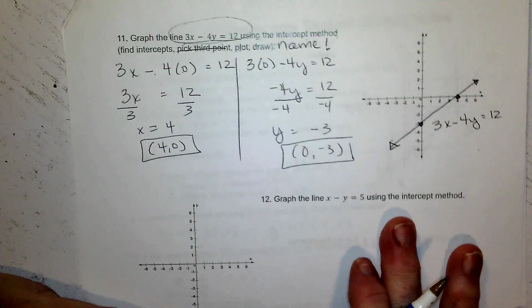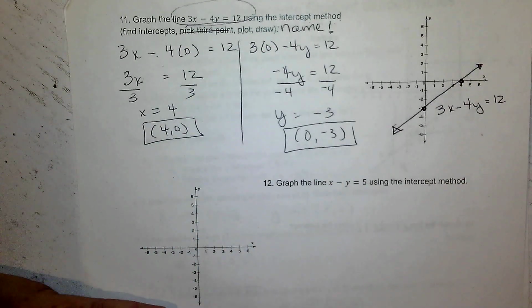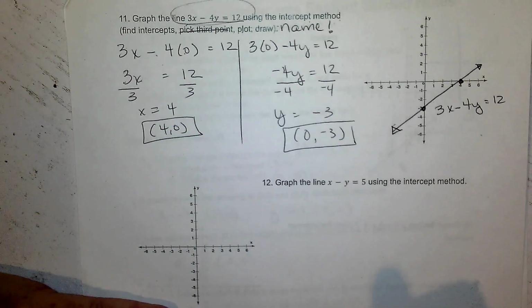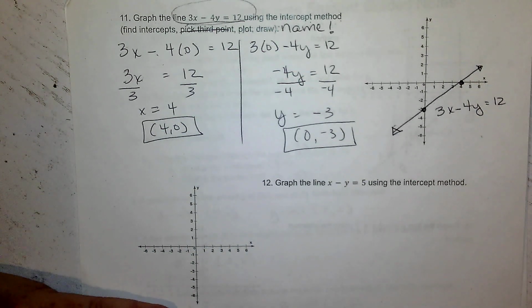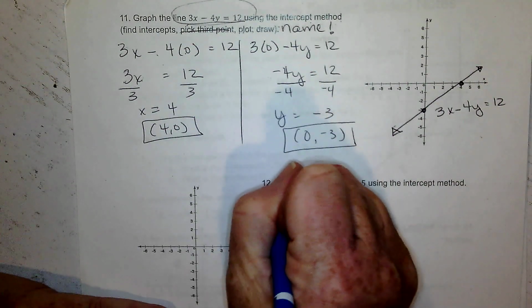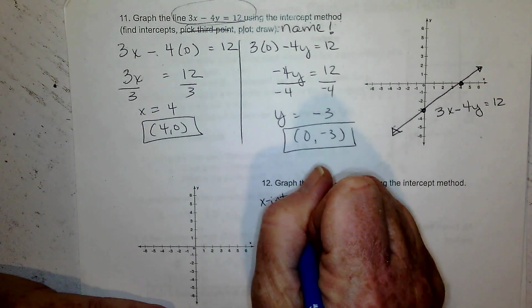All right, I'm going to leave this up here. I want you to do the same thing for this next one. Find your x and y intercepts, plot them, draw your line with arrows, and then name it. Go ahead and pause the video, do that, and then come back to see how you did. So for my x-intercept, I have to let my y equal 0.